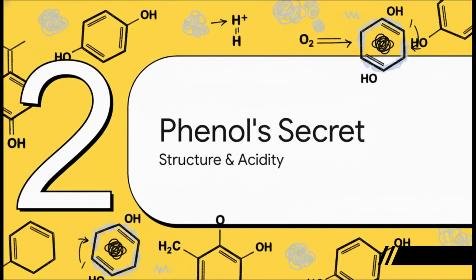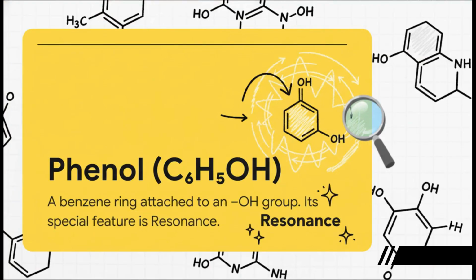Okay, let's move on to the core concepts to really answer those why questions. And not just memorize. You've got to understand the secret behind phenol's behavior, and it all boils down to its structure and one single powerful idea. So what is phenol? It's really simple. You've got an OH group directly attached to a benzene ring. But its special power, and you have to burn this word into your brain, is resonance. The way the oxygen's lone pair of electrons gets involved with the benzene ring, well, that's the key to everything else we're going to talk about.